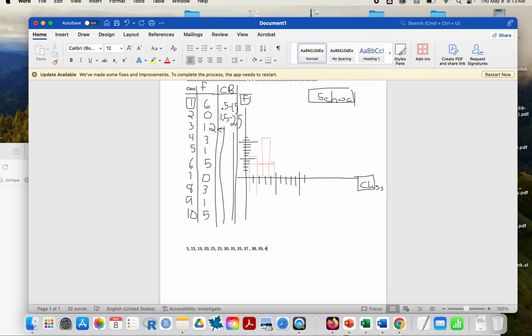So 39, 40. Let's jump to 55, and we'll go 60, and we'll go 61. We'll go 62. We'll go 65. We'll go 70. And let me see how many numbers I have. 1, 2, 3, 4, 5, 6, 7, 8, 9, 10, 13, 14, 15, 16, 17, 18, 19. And we'll do 75.